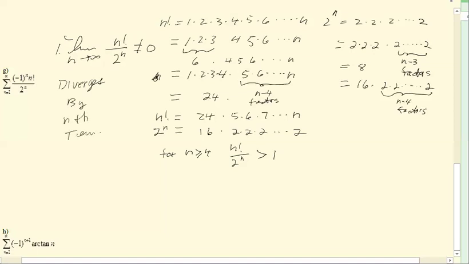Now you can do a similar treatment for n factorial over 3 to the n and 4 to the n and so forth. But similar to this approach, it's a little harder to do in general for k to the n, but we'll have a test later in the chapter where we can actually show n factorial over k to the n. That limit does not go to 0. We can show that in general for any size base here, k to the n, any base k. So anyway, divergent by the nth term test.